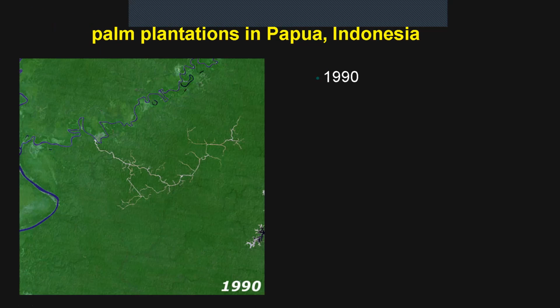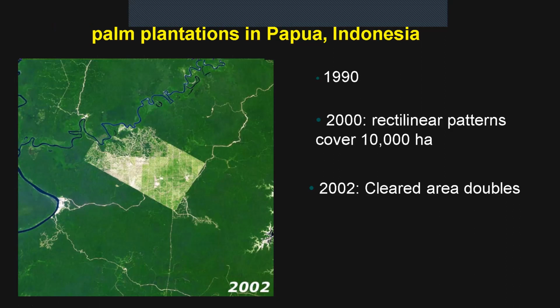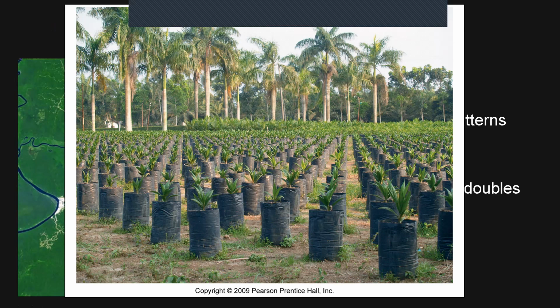So let's look at palm plantations in Papua, Indonesia. Here's a road going out into the forest in 1990. By 2000, you can see 10,000 hectares are cleared for palm plantations. And 2 years later, that doubles in size, and we see more and more roads and degradation going on. And here's a picture of the seedlings, the palm plantations. Palms are used for their oils for things like ethanol, cosmetics, cooking oil, and other types of uses. But it is a major threat to tropical rainforests in Southeast Asia.